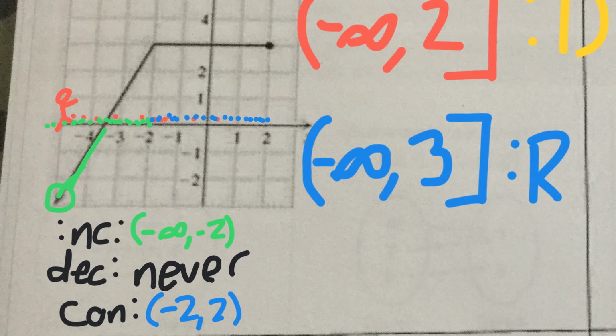Wait, so basically when the line goes flat is when it's decreasing or increasing?